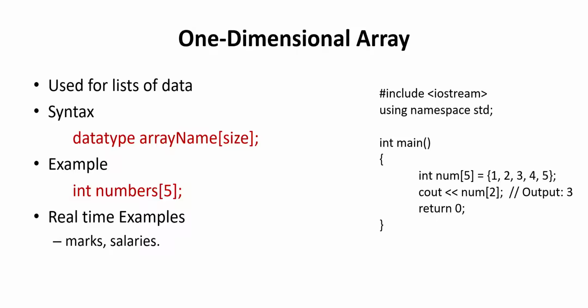So this is an example program demonstrating a one-dimensional array. We have an array variable called num, and the size is 5. We can print any element of the array using the cout statement. Like num[2] will print 3, which is the third element.